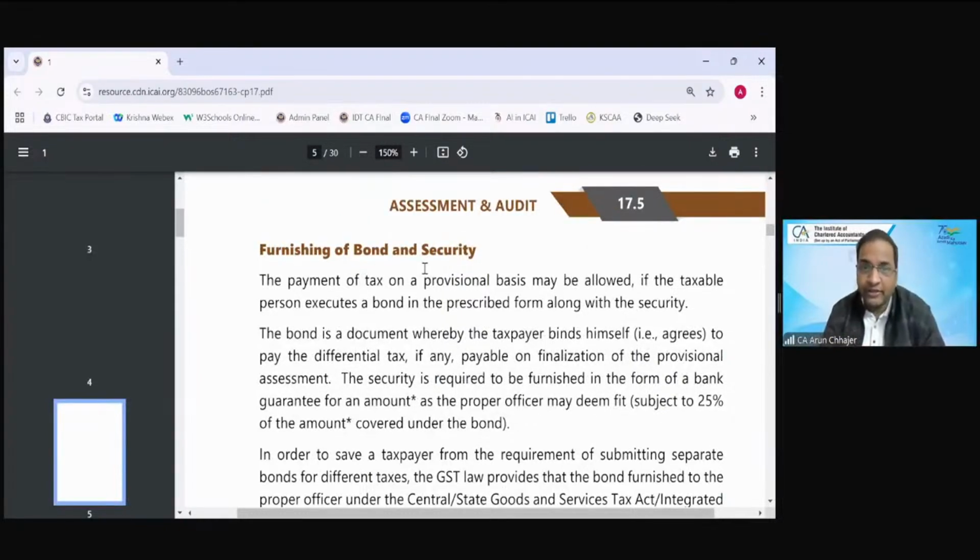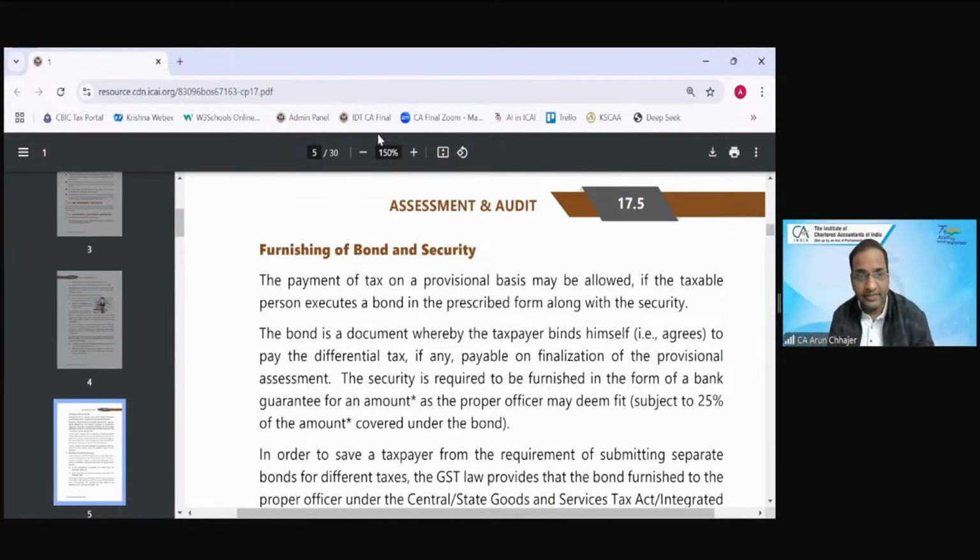Furnishing of the bond or security: the payment of the tax on the provisional basis may be allowed if the taxable person executes the bond in the prescribed form along with the security. Okay. The bond is a document whereby the taxpayer binds himself to pay the differential tax payable at the time of the finalization of the provisional assessment. Section 60 we are talking about. As of now, we are talking about the provisional assessment.